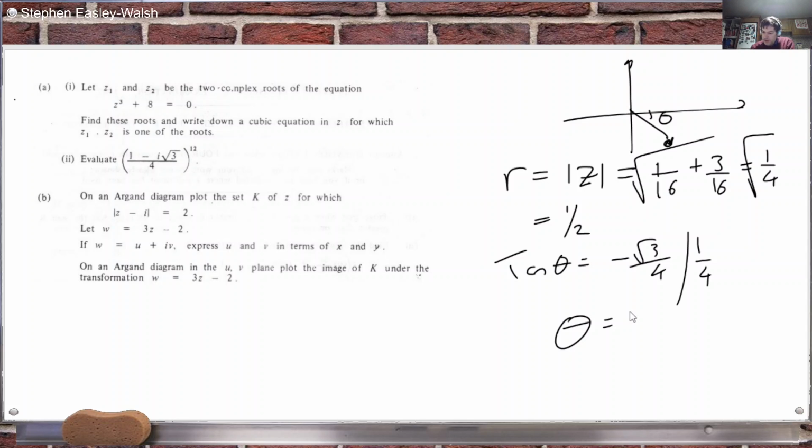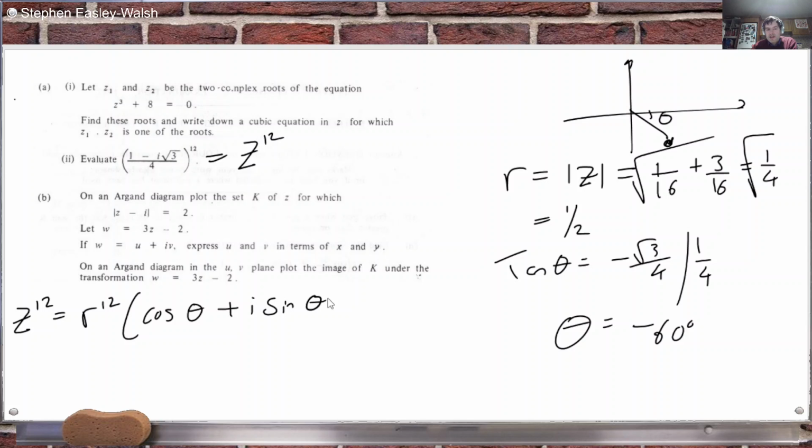So it's just tan inverse. What have I done to my calculator? Tan inverse minus root 3, which is minus 60, which is good. So we'll call this for the moment Z power 12. So Z power 12 would equal r power 12, cos theta plus i sine theta power 12, but De Moivre says you can bring the 12 down here. So the r is a half.